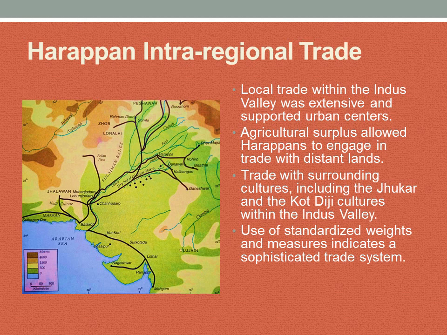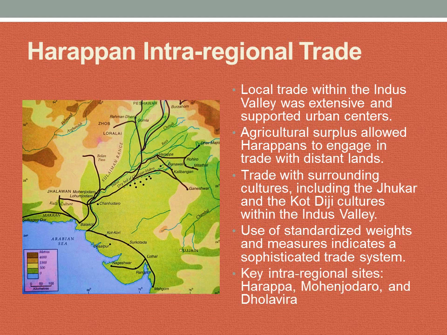Use of standardized weights and measures all across the Indus Valley Civilization indicates a sophisticated trade system and the presence of an organization that used to regulate and control these activities. The key intra-regional sites were Harappa, Mohenjodaro and Dholavira.